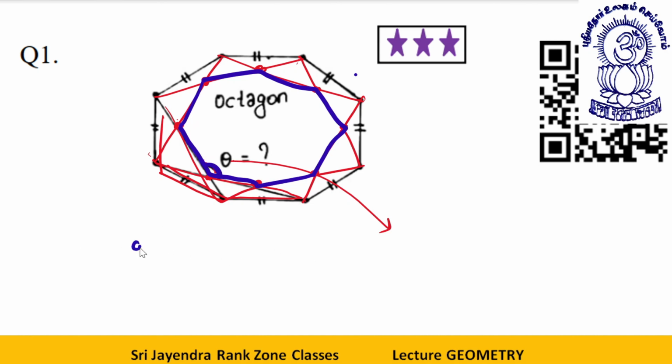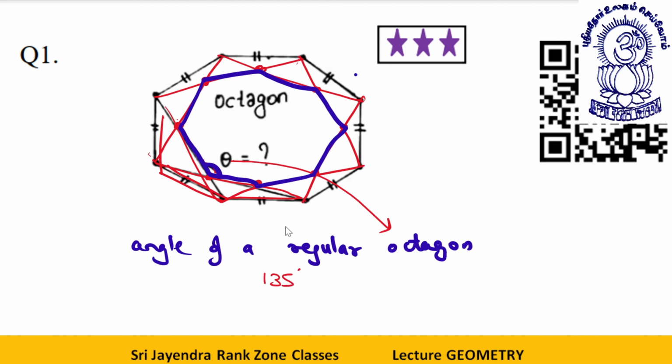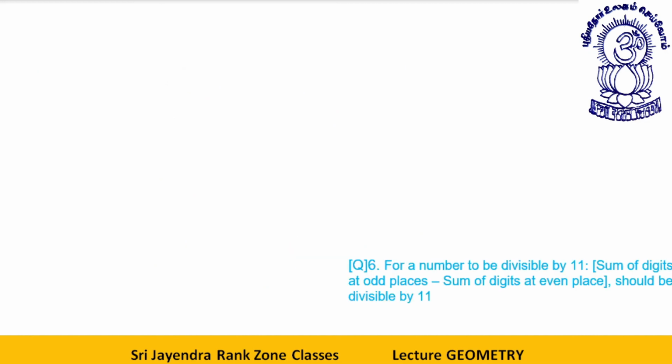This theta is the angle of a regular octagon. What is the angle of a regular octagon? That is 135 degrees. This is your answer. Let's take one last one, then that will be enough for today.